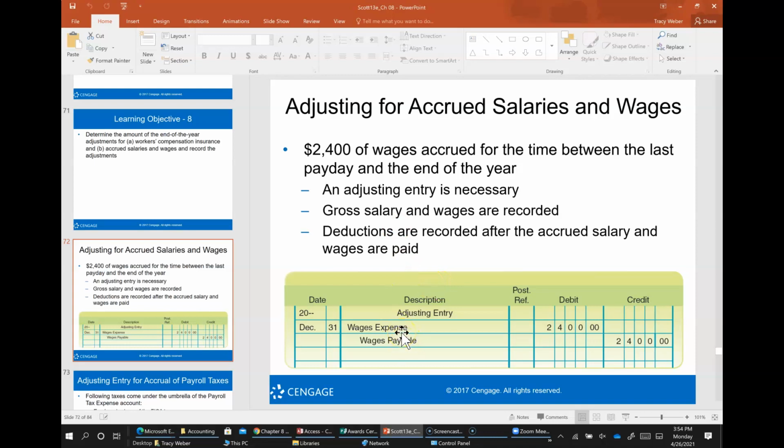For the accrual adjustment, gross salary and wages are recorded, not the net salary and wages. When the accrued salary and wages are paid, the amounts withheld for federal and state taxes, FICA taxes, and other deductions are recorded.